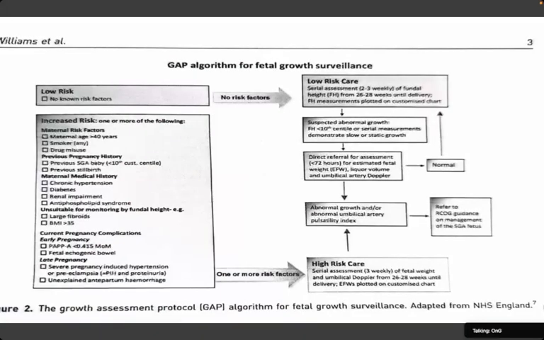So this table is an algorithm that I found in one of the articles we were going through with regards to fetal growth surveillance. Like we've mentioned, for patients who are low risk with no known risk factors, we can do serial measurements 2 to 3 weekly, monitoring the SFH at every visit until delivery, and checking the growth chart to see if the plotting shows a good growth trajectory.